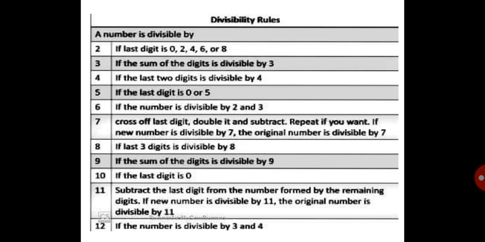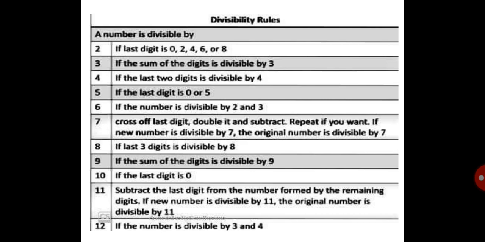Now the next point is divisibility by 11. If the difference of the sum of digits in odd places and even places is either 0 or a multiple of 11, then the number is divisible by 11. Here we take an example, 90,728. The sum of digits in odd places, 8, 7 and 9, equals 24. And the sum of digits in even places, that is 2 plus 0, equals 2. And their difference is 24 minus 2 equals 22, which is divisible by 11. This implies that 90728 is also divisible by 11.